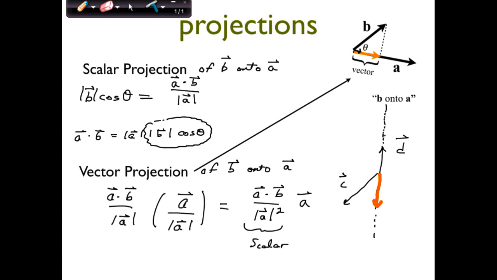It means either positive if they have a component in the same direction, or the scalar projection will be negative if they have components in opposite directions, like this example. So here the scalar projection will be negative, and that orange vector will be the vector projection. Okay, questions on that?